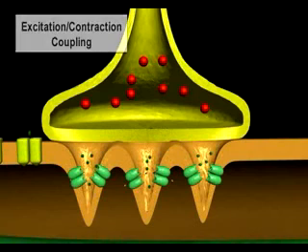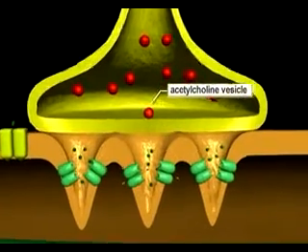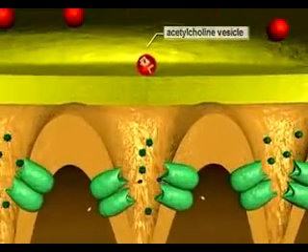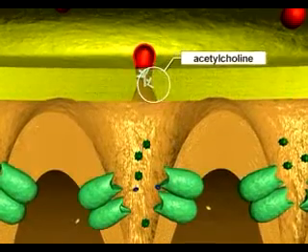The process of excitation-contraction coupling consists of all those processes involved between the time of generation of the action potential on the muscle sarcolemma and the actual contraction. As the action potential reaches the neuromuscular junction, vesicles containing acetylcholine fuse with the membrane of the nerve terminal, and acetylcholine is released into the cleft.